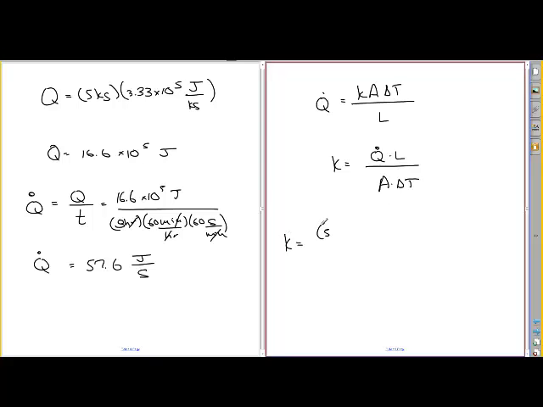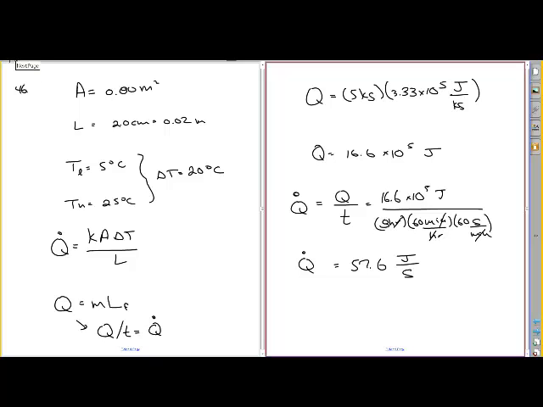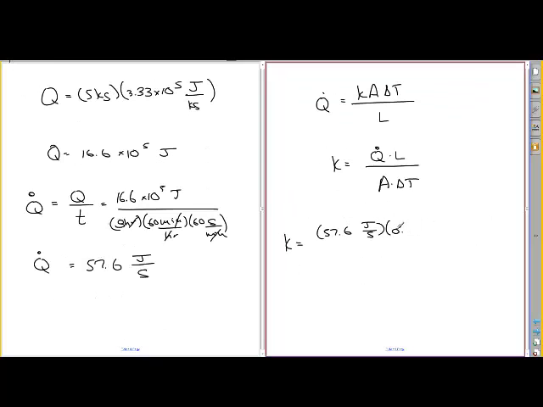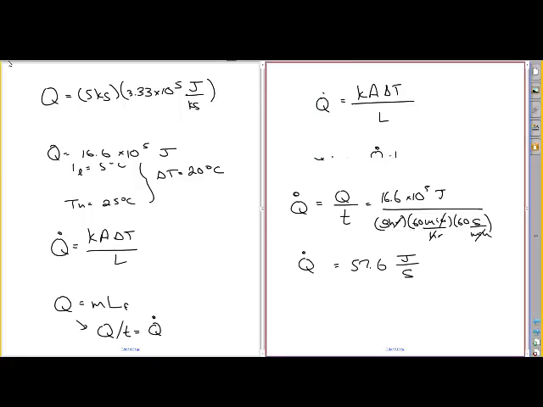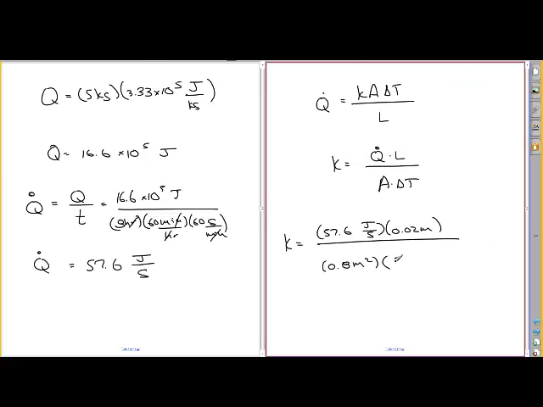Q dot was 57.6 joules per second. L was 0.02 meters. The area was 0.8 meters squared. And the temperature difference was, I think, 20 degrees C. 20 degrees C.